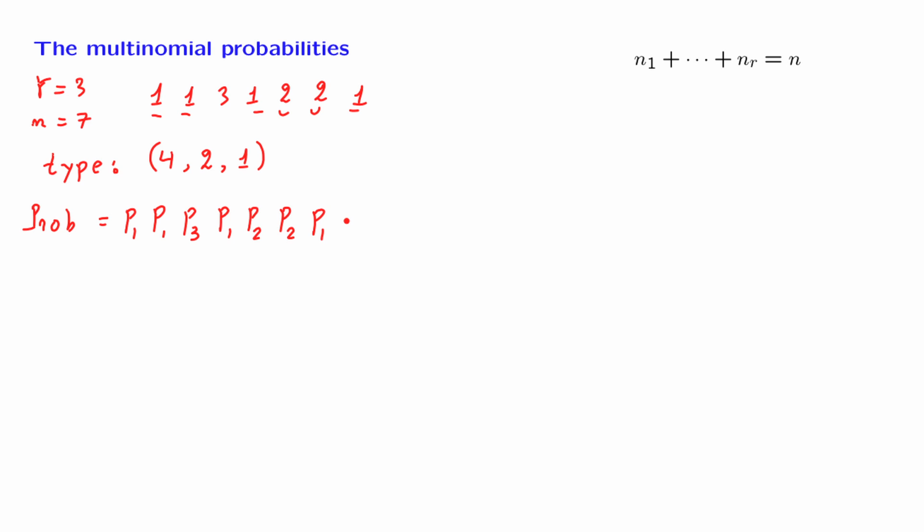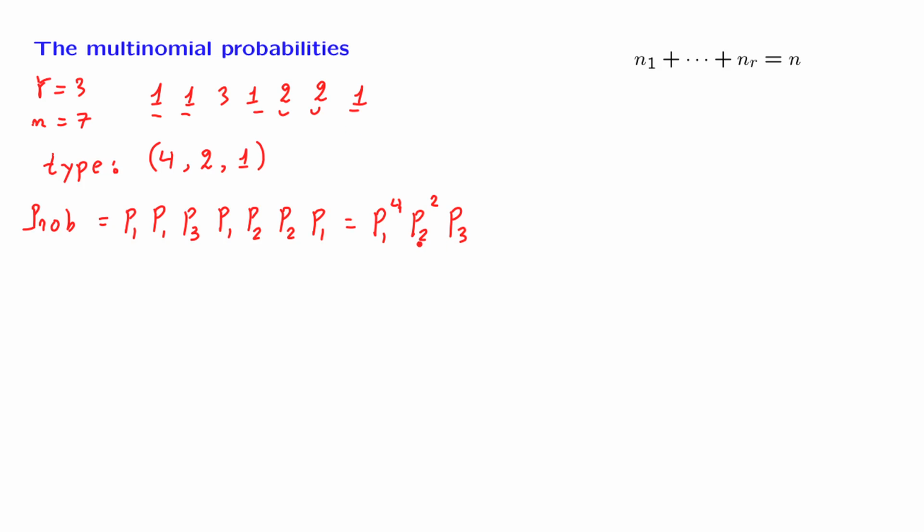And we put all the factors together and we notice that this is P1 to the fourth, P2 to the second, times P3. It's not a coincidence that the exponents that we have up here are exactly the counts that we had when we specified the type of this particular outcome.